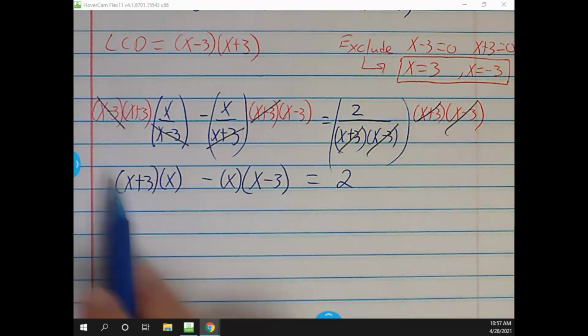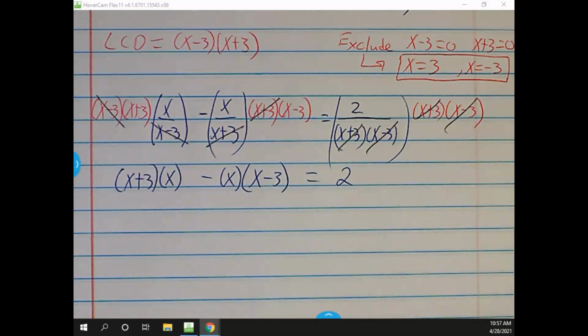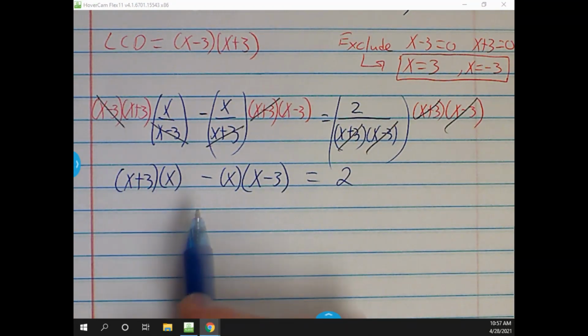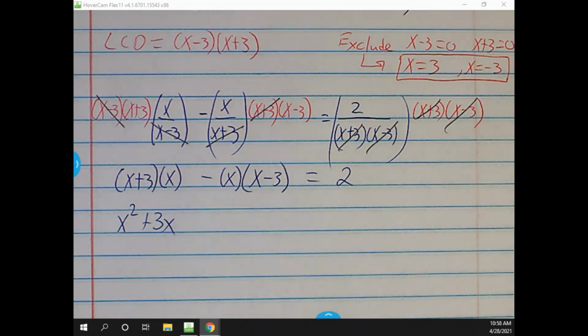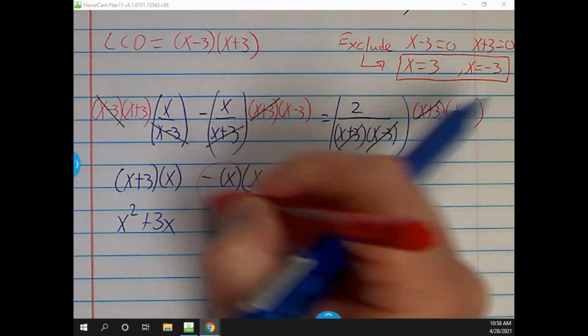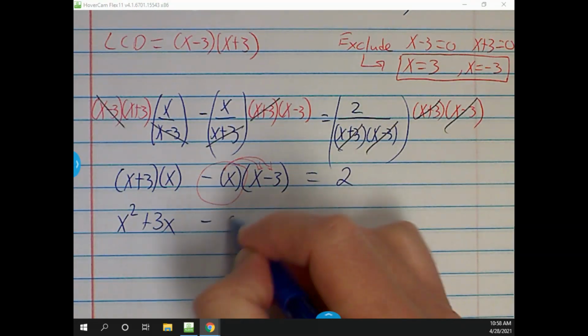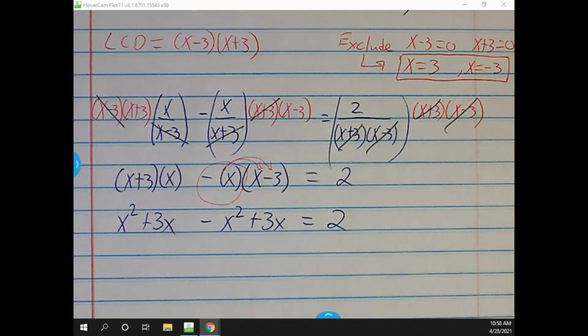Okay, and again, all the fractions are gone, which is what we want, because most people don't like fractions. So now we've got a step in the right direction. Now you just got to work this thing out. You've got some distributive property here: x times x plus 3. Well, that's x squared plus 3x. This one, here's where you have to be a little careful. It's negative x times x, and then negative x times negative 3. So that's a negative x squared plus 3x equals 2.